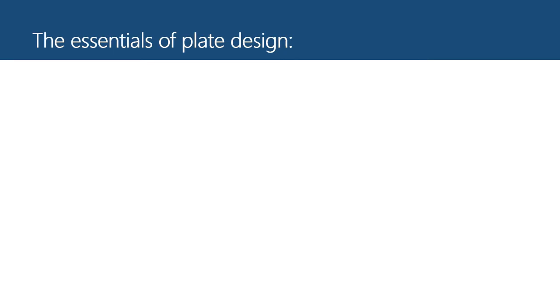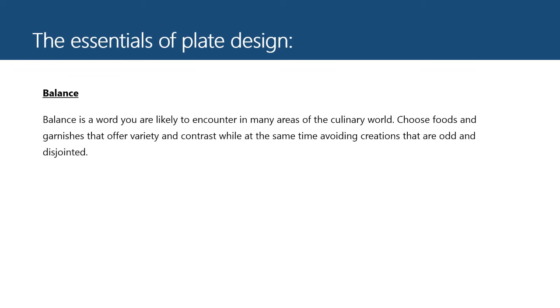The essentials of plate design. So, we need balance. Okay, balance is a word you are likely to encounter in many areas of the culinary world. Choose food and garnishes that offer variety and contrast while at the same time avoiding creations that are odd and disjointed. So balance. For example, meron tayong maasim na orange pero yung sauce niya medyo matamis. It has a balance between the sourness and the sweetness.